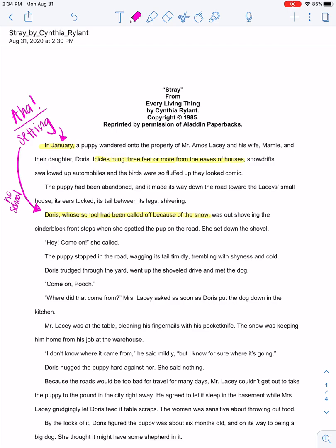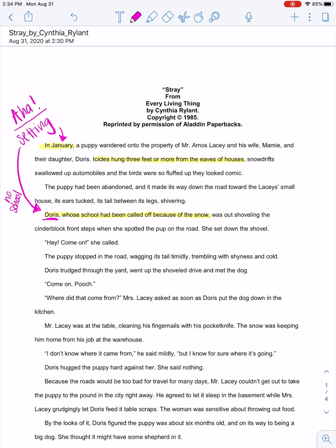We know what the setting is, it's January. We know Doris, and we can even underline her name because she is gonna be our main character, and we know that she's not going to school because the snow is so bad, okay? So now we're gonna move on.